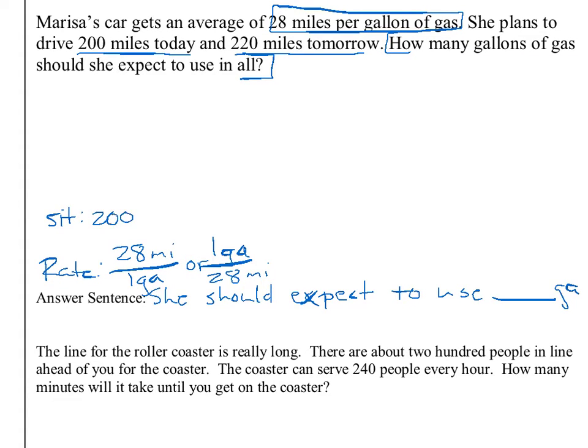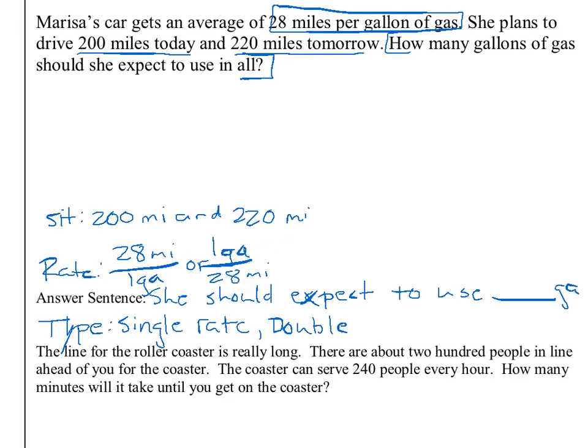Double situations, potentially. 200 miles and 220 miles. And so this type of problem is a single rate, double situation. So we only had one rate given to us, but at that one rate we have two situations.